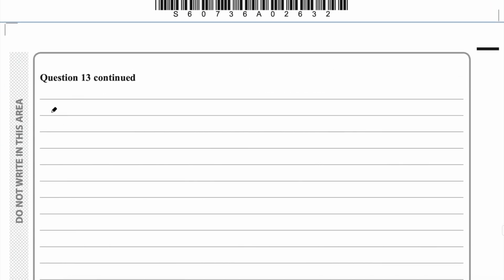I might start it down here. So we're looking to change an expression in this form, a sine theta take b cosine theta, into the form r sine theta take alpha.